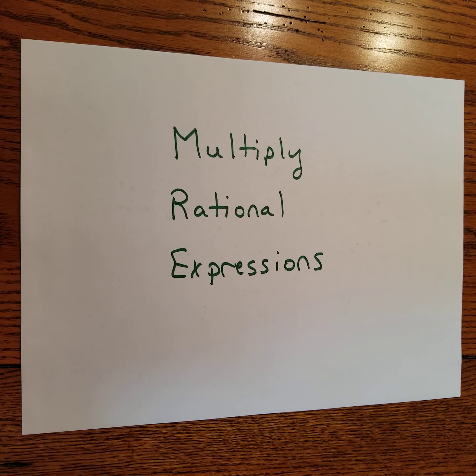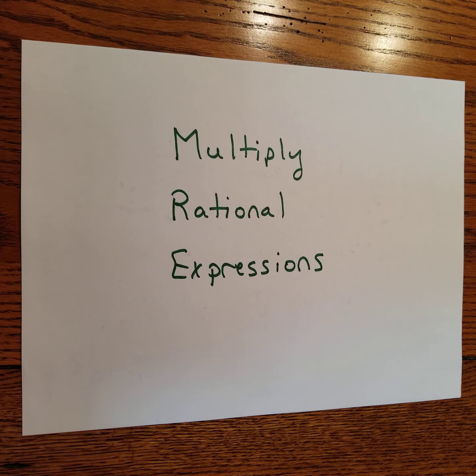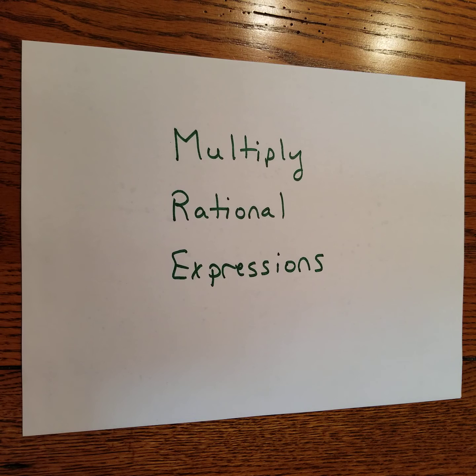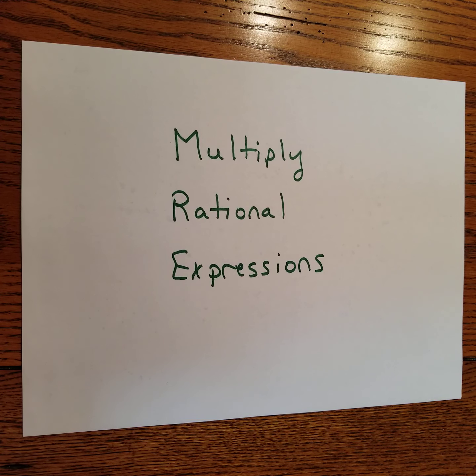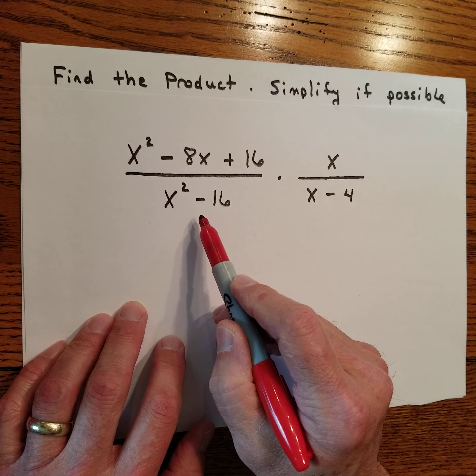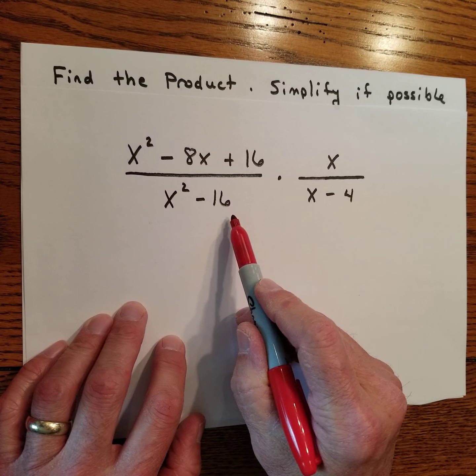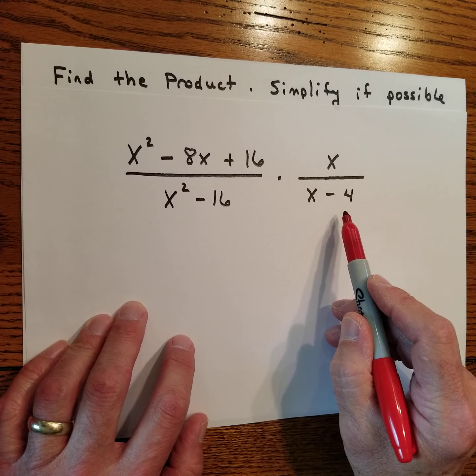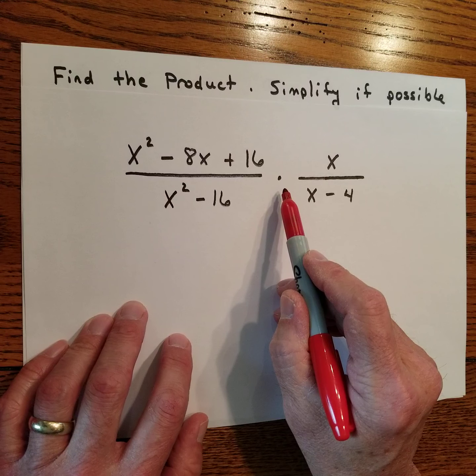All right, students. In this video, we'll learn how to multiply rational expressions. A rational expression is a fraction where the top and/or the bottom of the fraction has an algebraic expression in it. Here's an example of two rational expressions. Here's a fraction, a rational expression, with a top and bottom. Same here. Our job is to multiply.